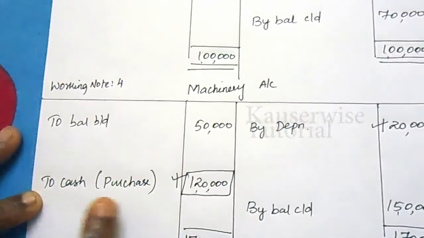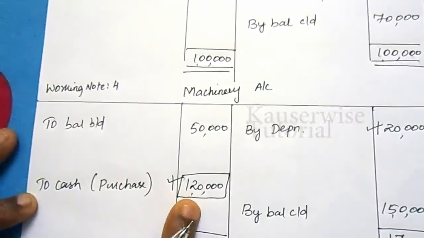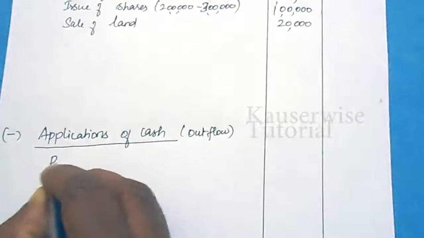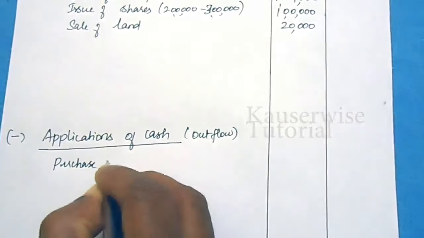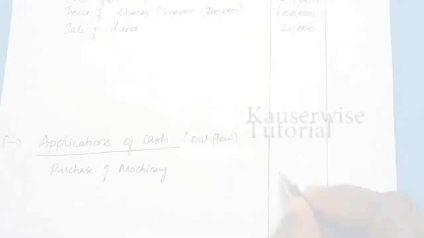In machinery account, what is the balancing figure? 1,20,000. No, so that is a purchase. It is an application of fund, that is outflow of cash. 1,20,000 will be recorded under outflow of cash. Purchase of machinery 1,20,000.